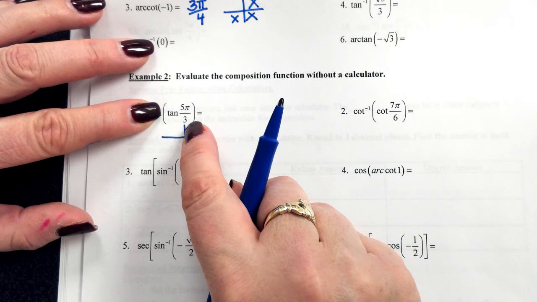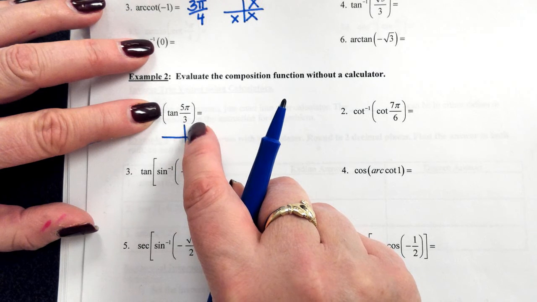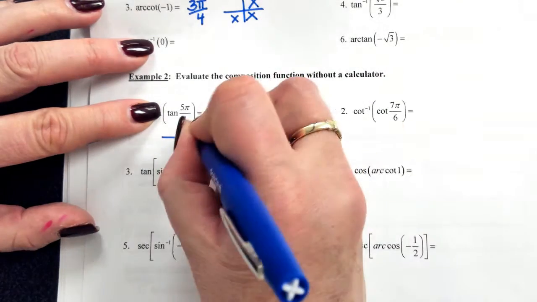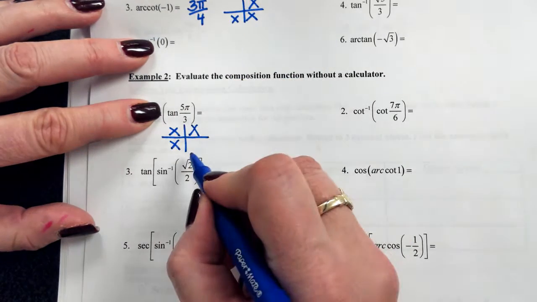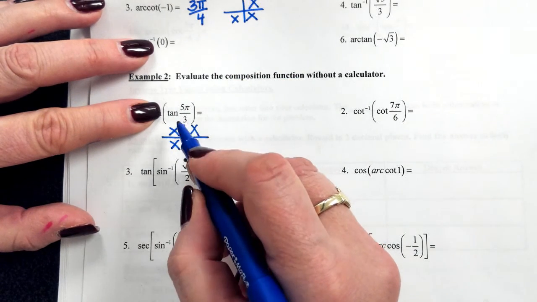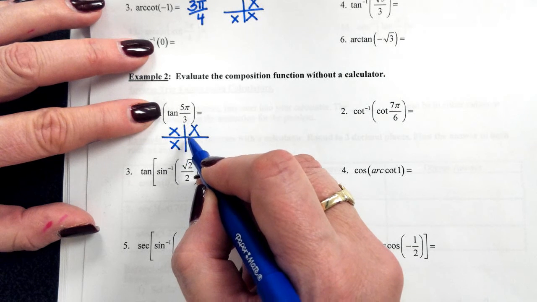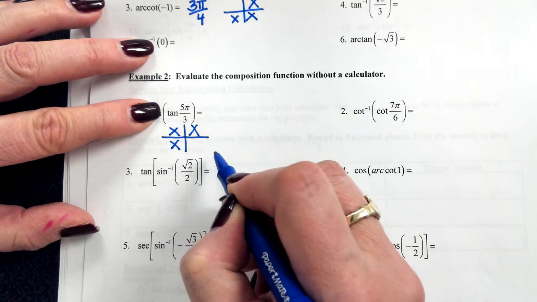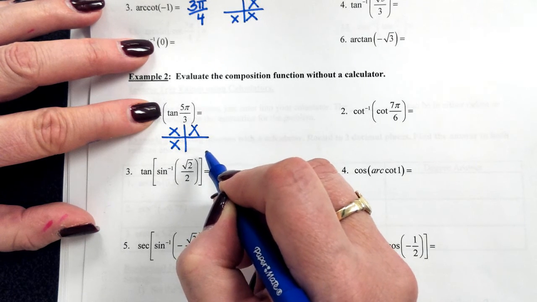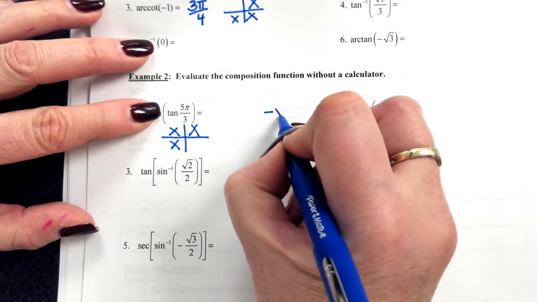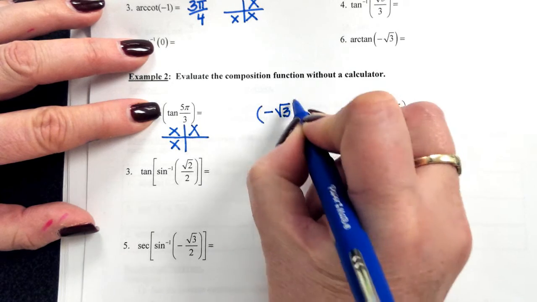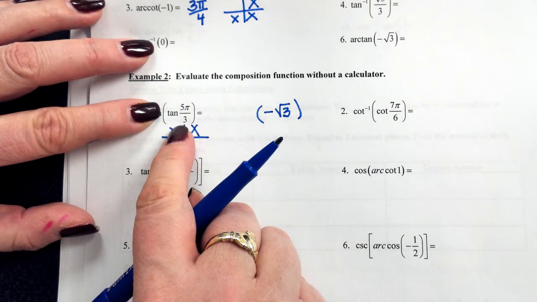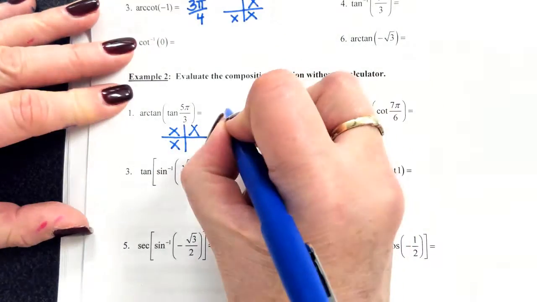Now, where is 5 pi over 3 located? What quadrant is 5 pi over 3? It's in quadrant 4. So I'm down here. So then the tangent of 5 pi over 3, that's just what you took a quiz on: is tangent positive or negative down there in quadrant 4? Negative. So I know it's going to be negative square root of 3. So that takes care of what's on the inside. Now look on the outside.